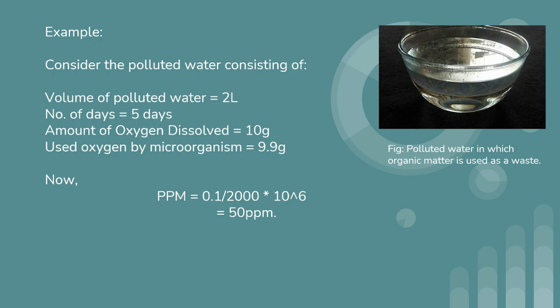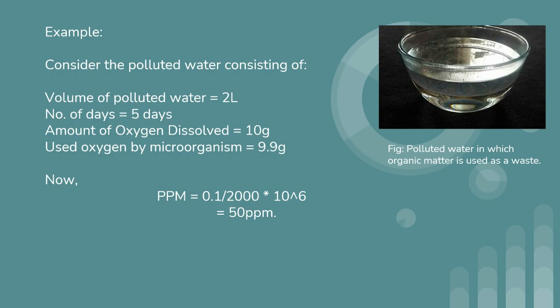We need to consider this figure as polluted water, and obviously in polluted water there is organic matter as a waste, and along with organic matter there are microorganisms. So if we consider the volume of polluted water as 2 liters, and the number of days as 5 days, then in that time microorganisms consume oxygen and decompose the organic matter. The amount of oxygen dissolved is 10 gram, which means that in polluted water, we have dissolved 10 gram of oxygen and made that water saturated.